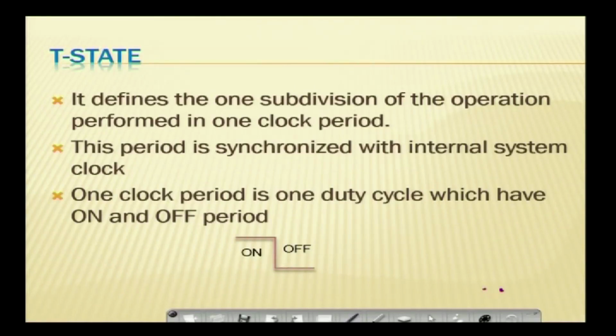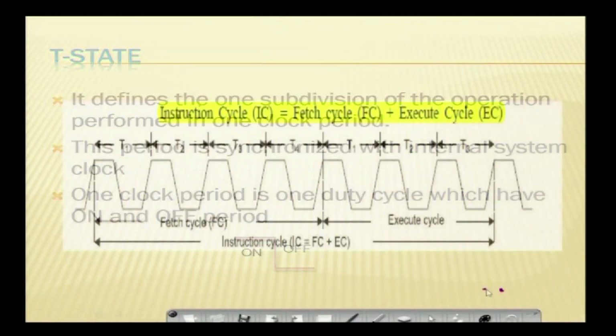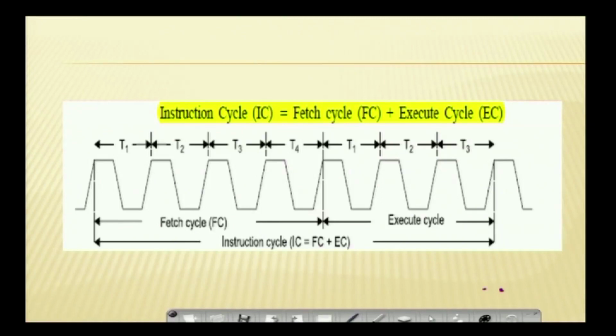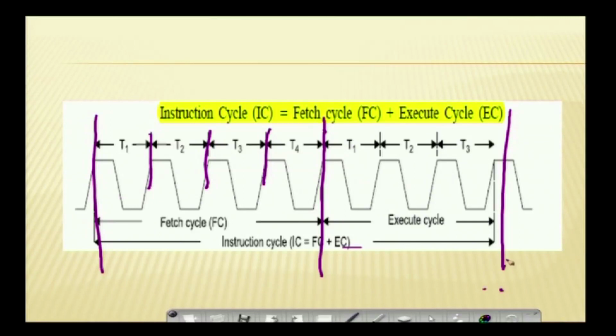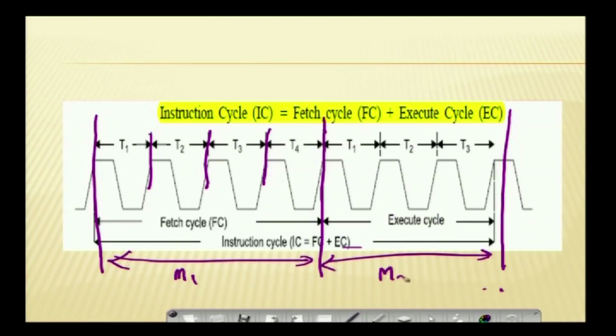One clock pulse consists of an on period and an off period. This is an instruction cycle diagram, a full instruction cycle. This is T state 1, T state 2, T state 3. This is one machine cycle. In this example we are considering 2 machine cycles: this is machine cycle 1, and this is machine cycle 2.